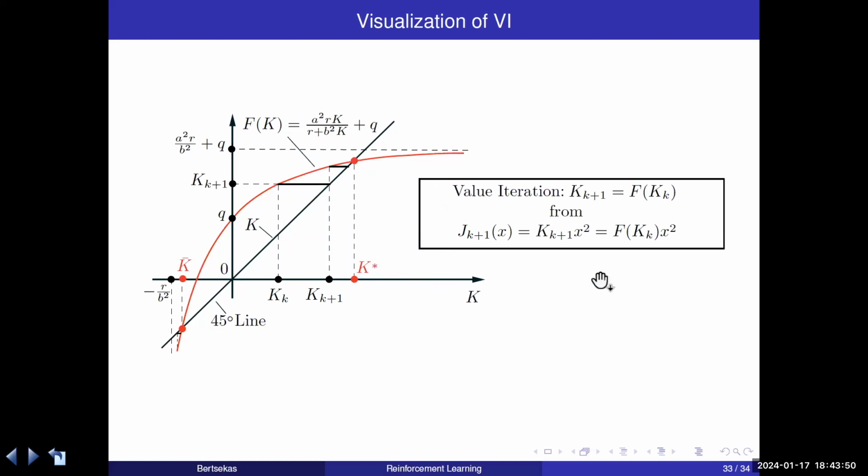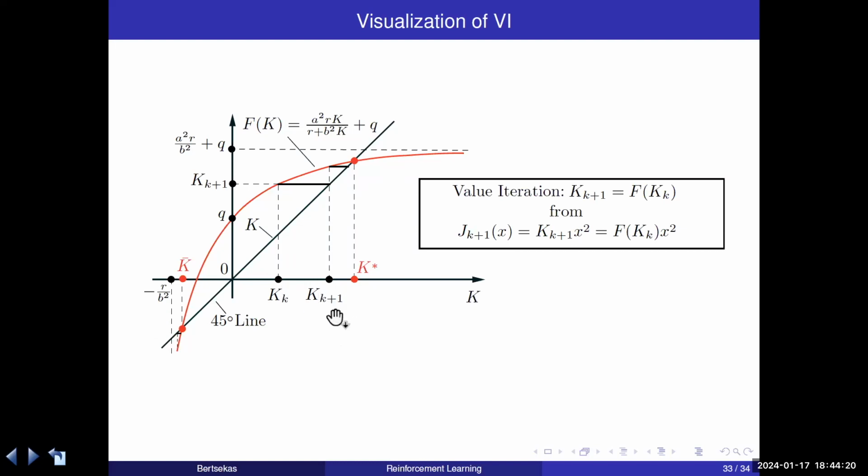And even if you start on this side, again, the staircase iteration converges to this k star. And you can see also that the iteration can be fast, but it can also be slow, depending on the slope of this curve here. If it comes very close to being to the 45-degree line, then the progress is slow.